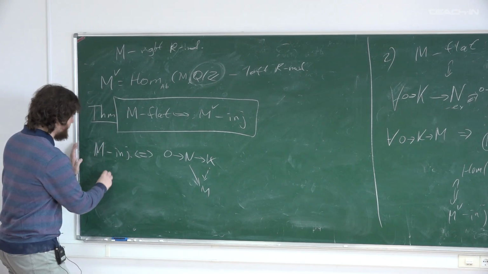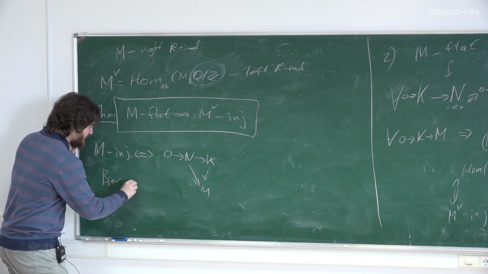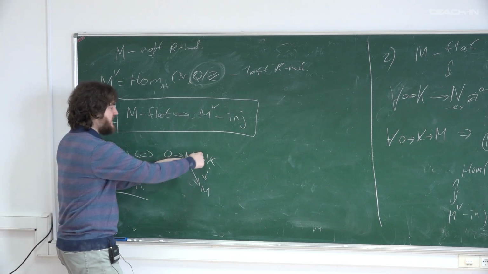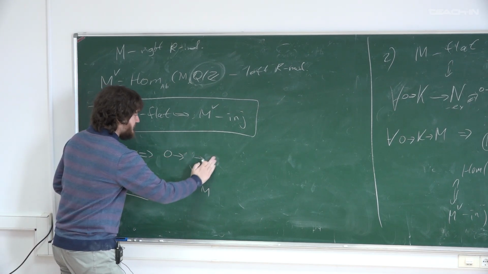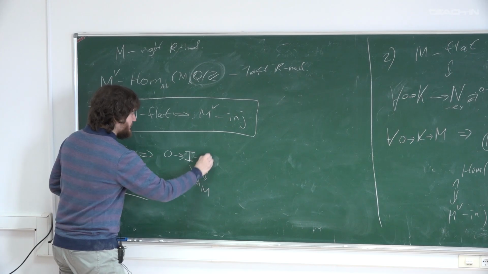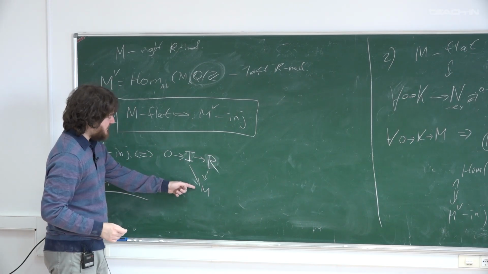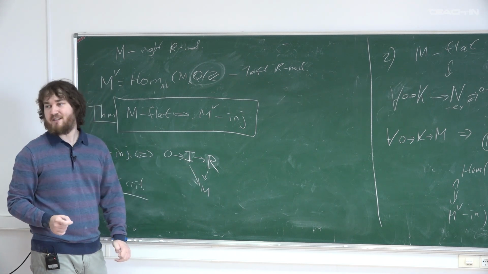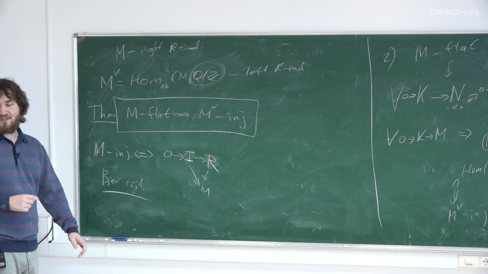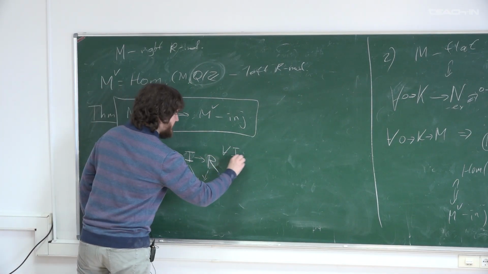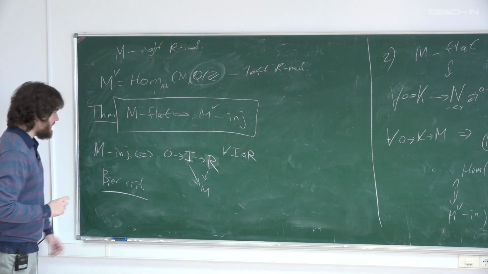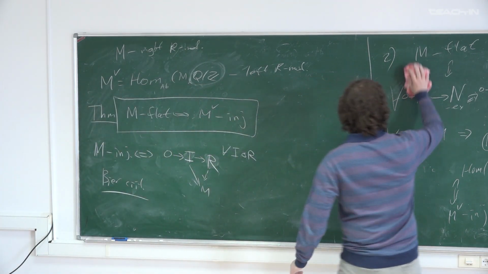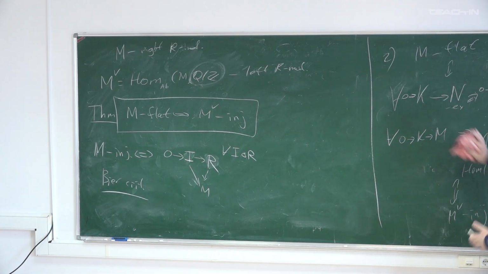But Baer criterion says that you only need to check inclusions of ideals to R itself. From some ideal to R, if you have a map from the ideal, then it must be extended to R itself. And then M is injective if it's true for any ideal. It's Baer criterion. So let's apply this criterion to injectivity of this module, again by adjunction.